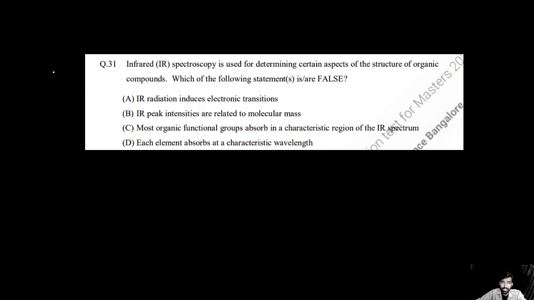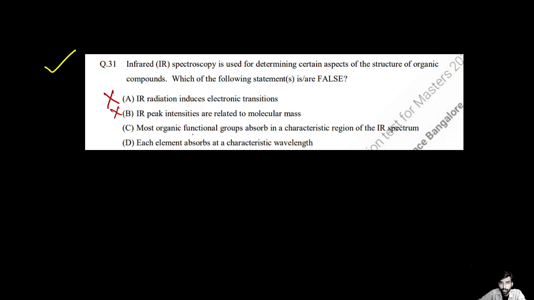Okay, second question. The question is all about IR spectroscopy used for determining certain aspects of the structure of an organic compound. Okay, so the first option is that IR induces electronic transition. That's really wrong. We already learned that IR is nothing about electronic transition. It's all about vibration of the chemical bond. IR peak intensities are related to molecular mass. That's also wrong. This is all about vibration and nature of the functional group.